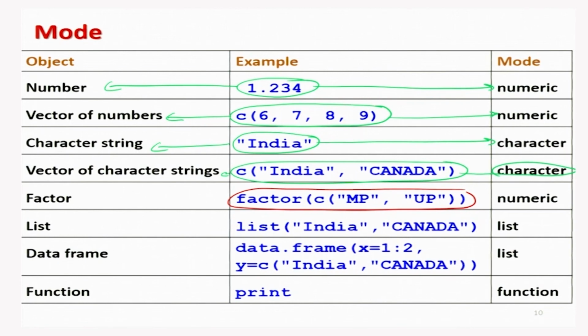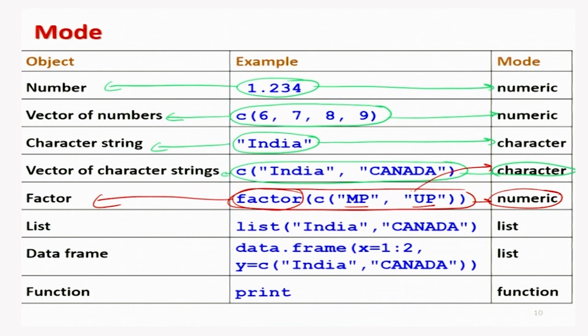So, if I try to write down here character strings like MP and UP, MP means Madhya Pradesh, UP means Uttar Pradesh, and they are character strings, they are data vectors of characters. So, they are going to be character as you have seen here, but in case you operate the factor command over this, then this factor has a mode which is numeric. So, that is something new which you are doing, and that was my reason why I took this topic of mode once again.